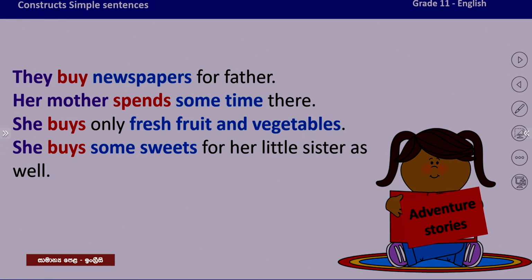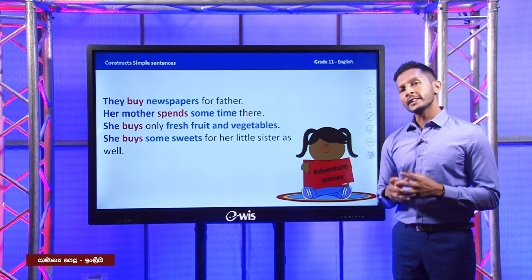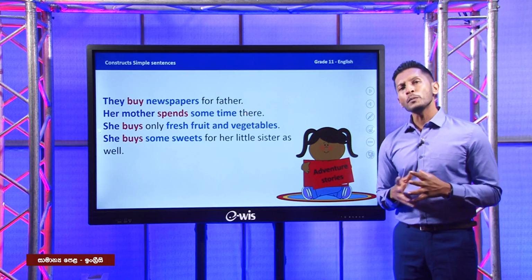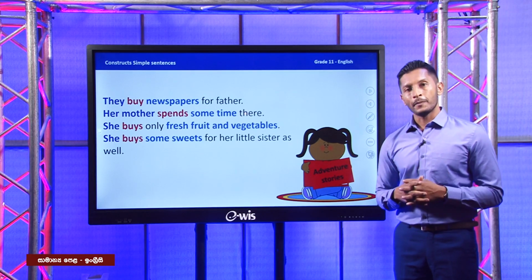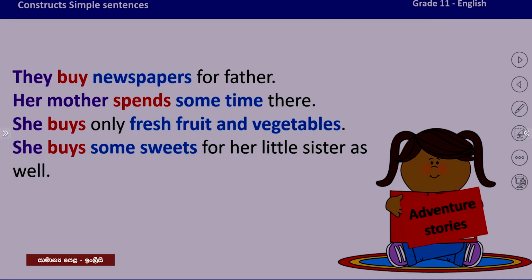Let's take the other sentences of the passage which are of the same structure. The first one, they buy newspapers for father. So what is the action there? The action is buy. Who performs the action? Yes, it's they. They buy. They buy what? They buy newspapers for father. The second one, her mother spends some time there. So what is the action in the sentence? Spends. So who performs the action? Her mother. Her mother spends. Her mother spends what? Her mother spends some time there.